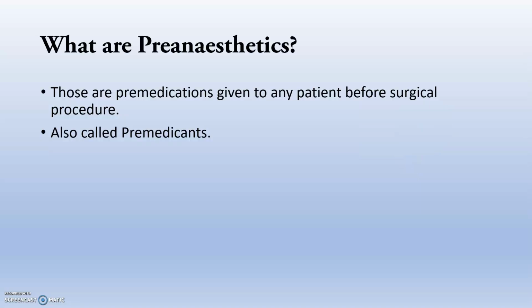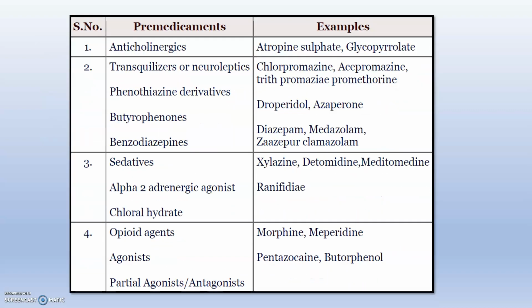So what are pre-anesthetics? Those are medications given to any patient before a surgical procedure. They are also called pre-medicants. We have done many videos on the pre-anesthetic sections, so I'll be giving the link in the I button. Go and watch it. The four main types of pre-medicants used are anticholinergics, tranquilizers and neurolepts, sedatives, and opioid pain relieving agents. So you can see these things.